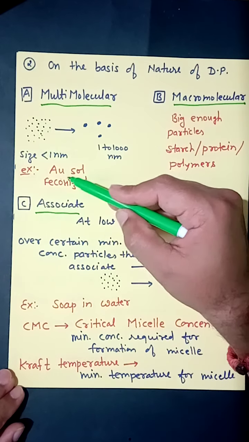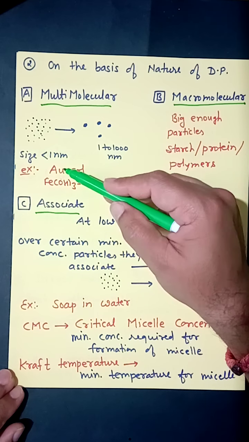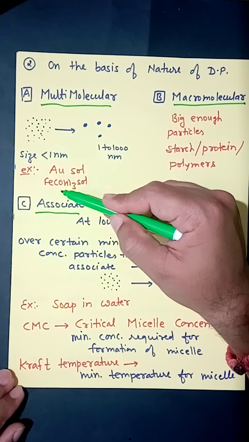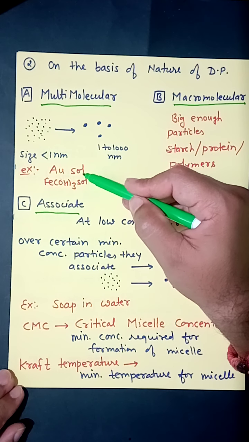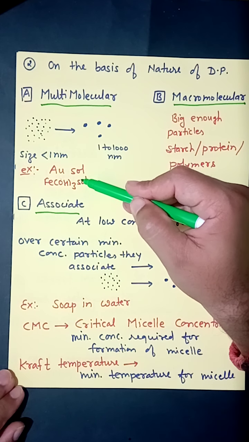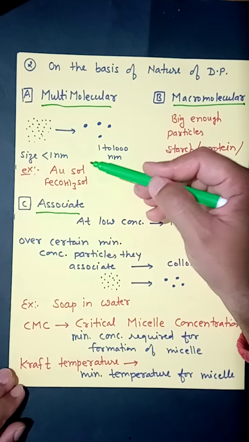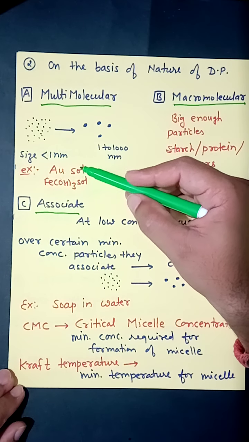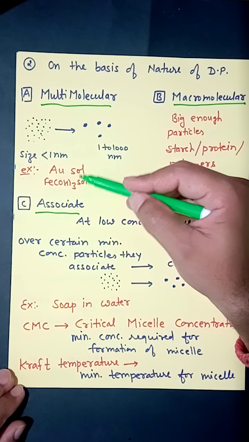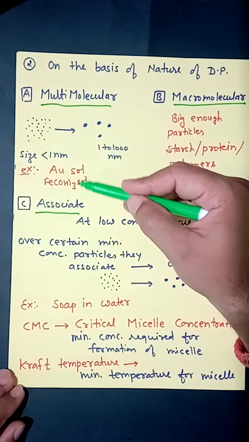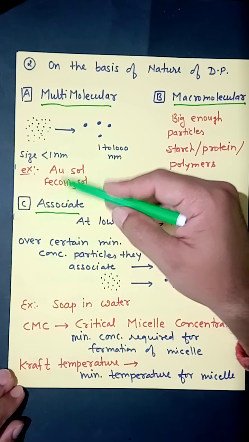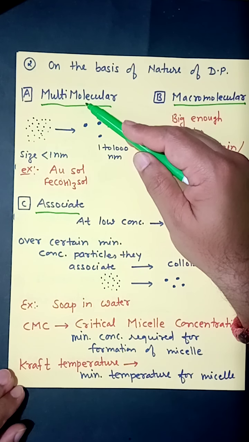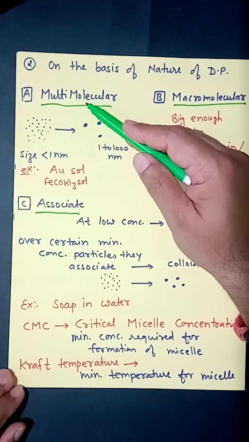For example, a colloidal sol of gold, a colloidal sol of ferric hydroxide. We will explain later on what is the meaning of sol. It's not a short form of solution. It is a complete term, sol. We'll discuss later on. Now, whenever you have any colloid for which you can write such type of chemical formula, either its symbol of element or molecular formula, it is always an example of multimolecular colloid.